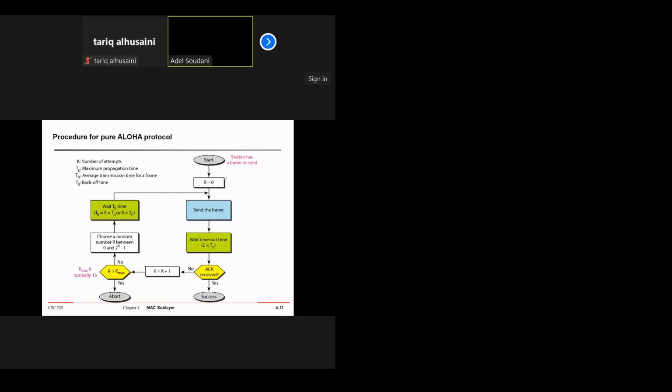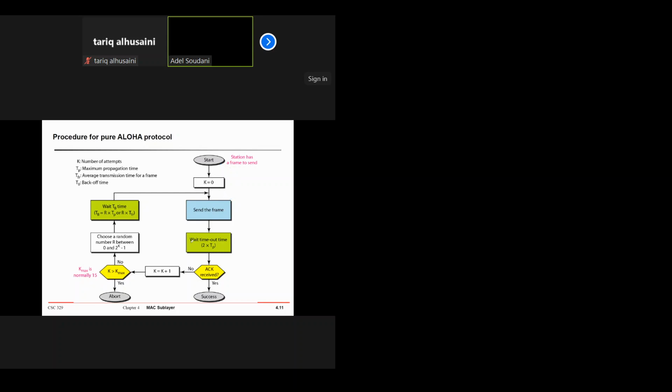If the number of trials exceeds a certain number, then the machine will stop trying to send the frame, because the channel is supposed to be not useful for transmission. So we initialize a counter K equal to 0. Then we start sending the frame, without verification. Just whenever the frame is ready, it will be transmitted over the channel.